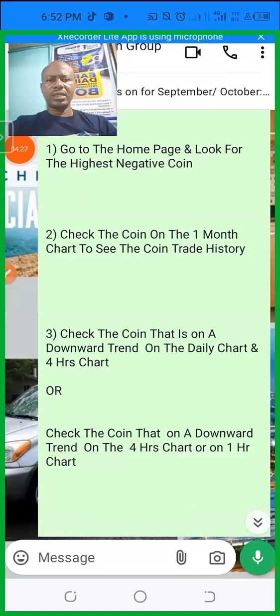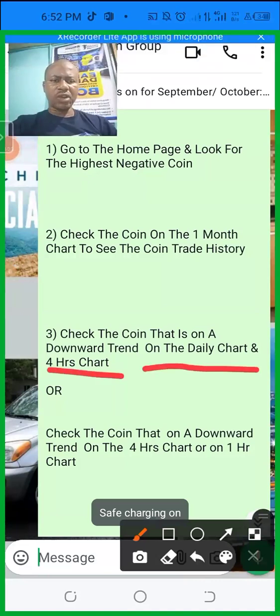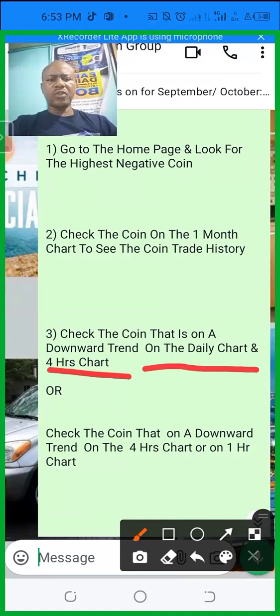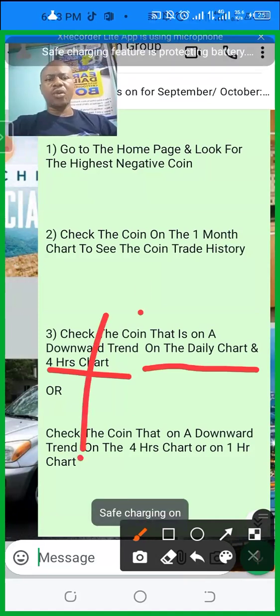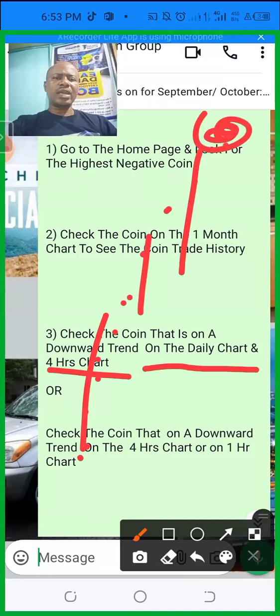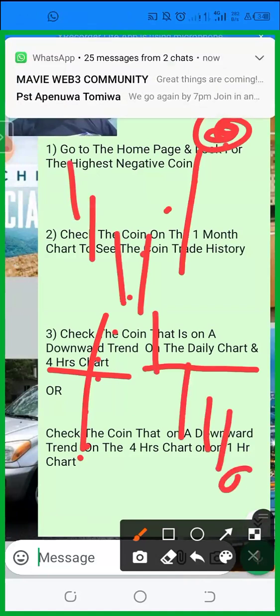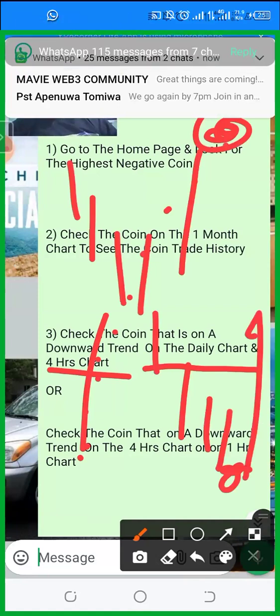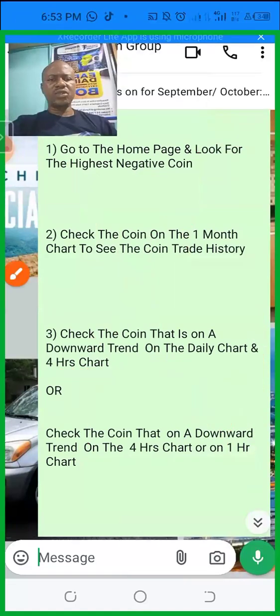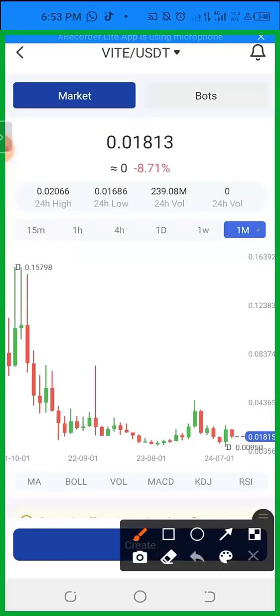I want to check whether the coin, on the daily chart and on the 4 hour chart, is on a downward trend. Because I was showing us before that a coin has already gone up like this. You don't want to enter the coin from the top, because buyers have pushed the coin up. I want to enter a coin when the candles are down like this. So I'll enter from down, then ride it up.